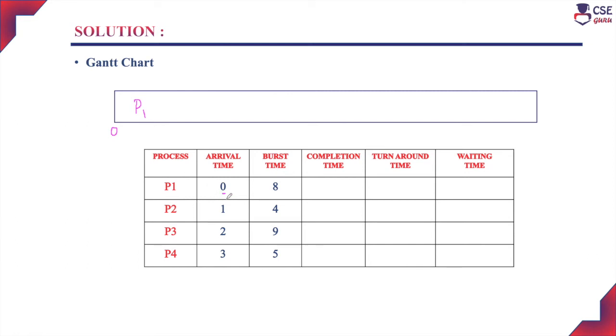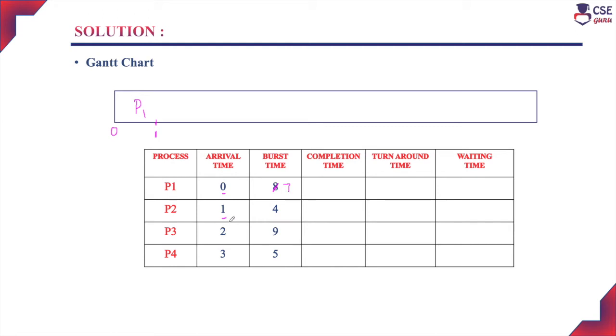So, if you are considering process P2 enters into the ready queue at 1 millisecond. So the process P1 will execute for 1 millisecond. So at the time of 1 millisecond, a new process has entered into the ready queue. Now the scheduler will compare the remaining time of process P1. So the total burst time of process P1 is 8. It has completed 1 millisecond of its execution, so the remaining time required for process P1 is 7 milliseconds.